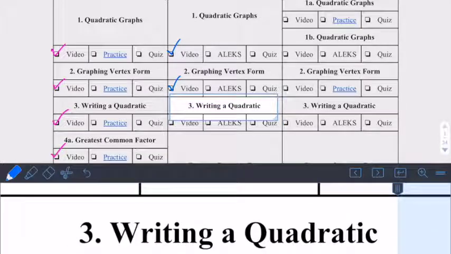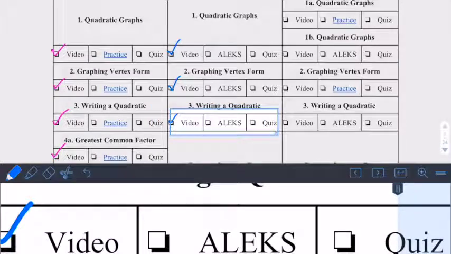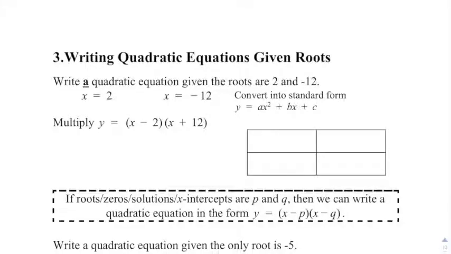This is lesson 3, writing a quadratic. So writing a quadratic equation, and there's also an Alex. There's a lot of Alex in this chapter, like I said, saving a lot of paper. Okay, so now we're going to go backwards with this, writing quadratic equations given roots.